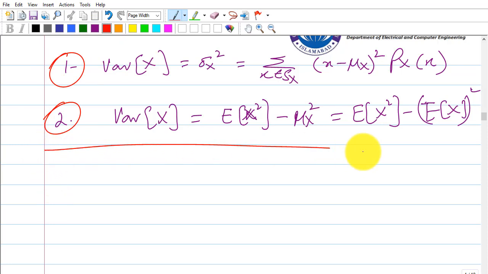Now let's look at a small definition, the definition about the moments.